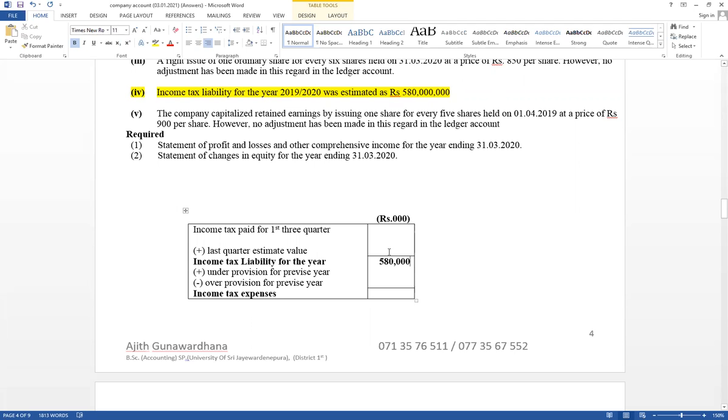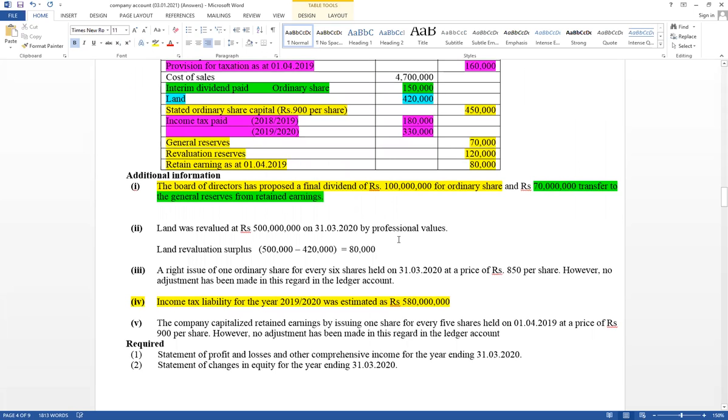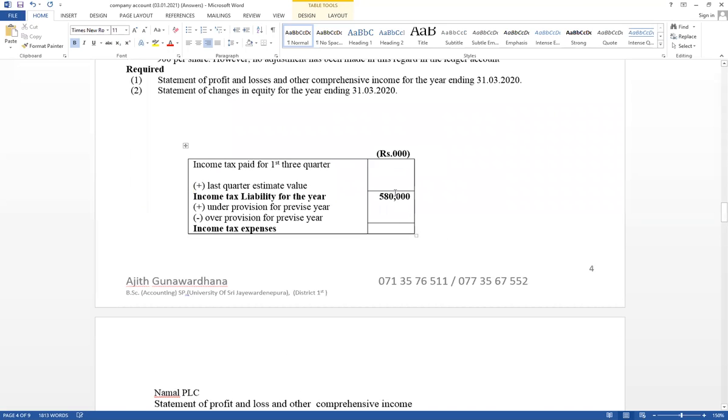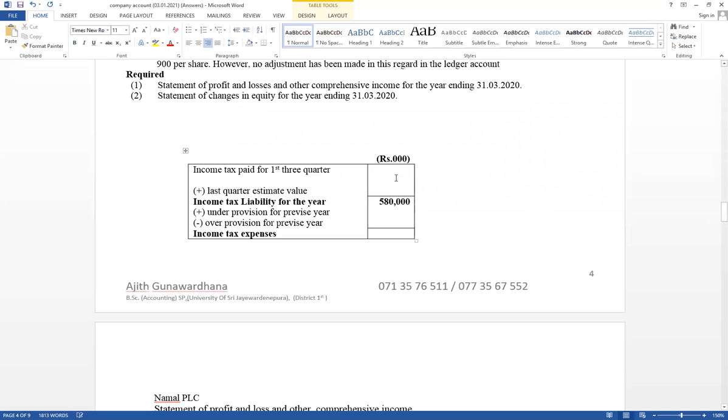Then see the trial balance. On the debit side, it has given the first 3 quarter paid amounts. This is for the 19-20 period of account, 330,000. This is the paid amount for the first 3 quarters. That value should be included here, 330,000.